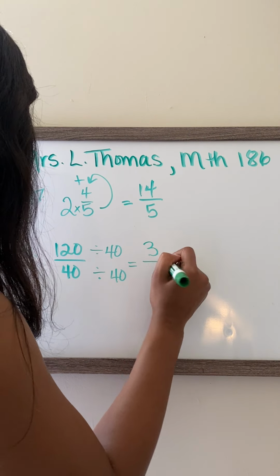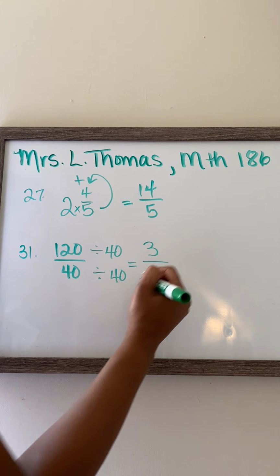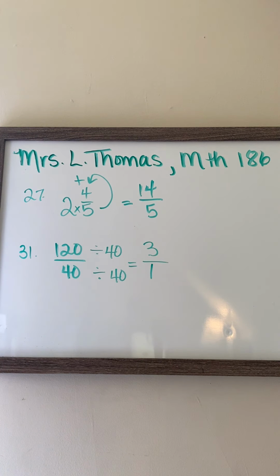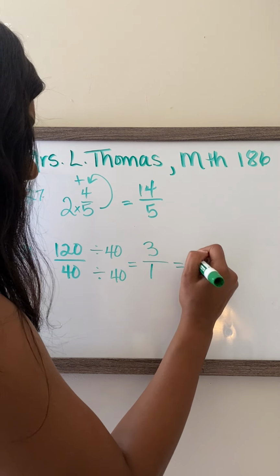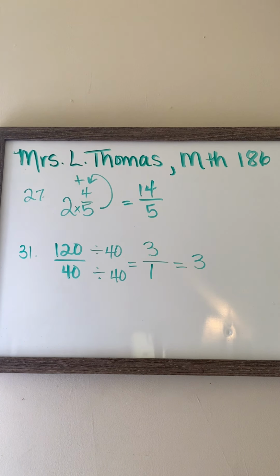Good. Okay. 40 goes into 40 one time. So this is equivalent to 3 over 1. And a lot of students just write the number 3. Okay. Which is just fine. Okay. A lot of students just divide that out. So I don't think you're going to have any problems with that.